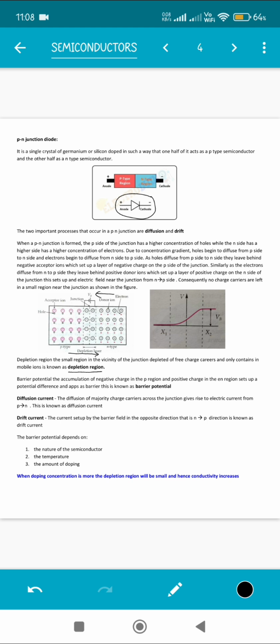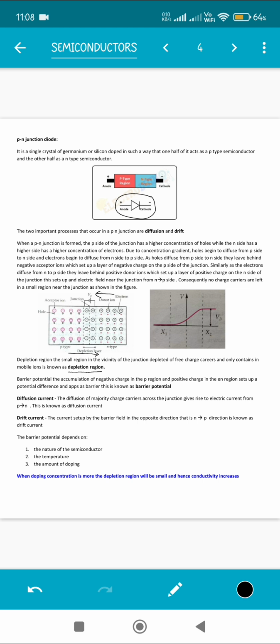So the current rises from the P to the N side. Naturally, electrons are moving from N to P side, so the current will always be in the opposite direction of the electrons. So electrons are moving from N to P, so current is generating from P to N. This is known as diffusion current.